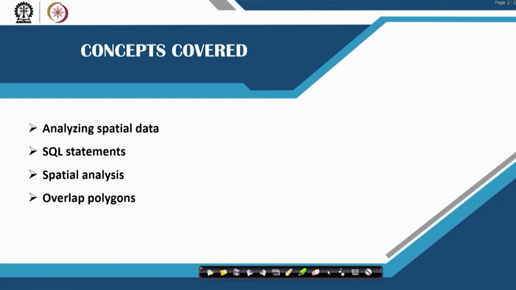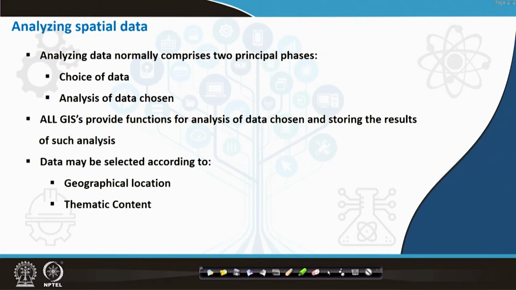So, in this class, as I said, we would look at analyzing spatial data, some part of SQL statements, but I am not going completely into SQL statements. We would look at spatial analysis and, for example, polygon versus polygon overlaps, polygon on point overlaps, etc., and different aspects of it. Now, the first thing is analyzing spatial data.